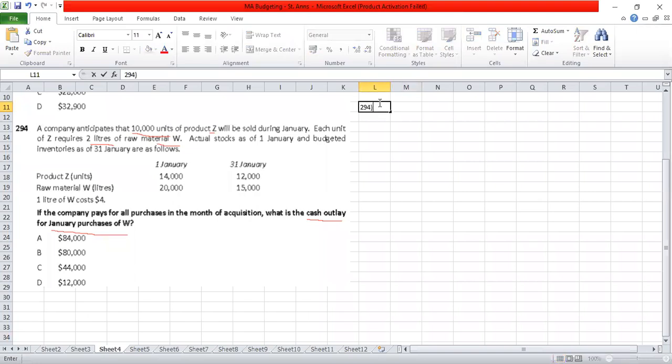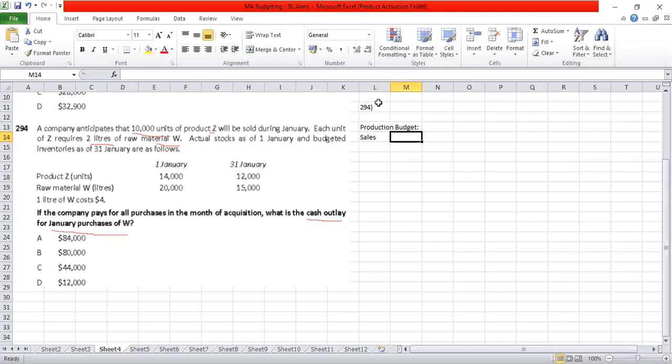Question number 294. Step number 1, unless they understand how many units are produced. How many units are produced? Again, considering the opening stock and closing stock. So, production budget. I hope you remember the equation for production budget. How many units to be produced? What's the equation? Starting point is opening stock.